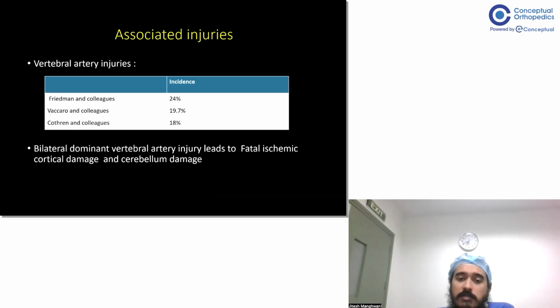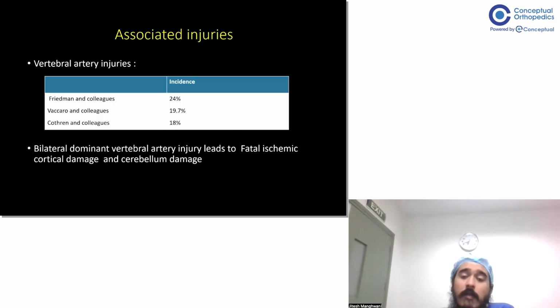And in some cases, we have both the vertebral arteries exactly the same in size, and that is how the dominance is of both the vertebral arteries together. So bilateral dominant vertebral artery injury will lead to fatal ischemia, cortical damage, and cerebellum damage. So whenever we deal with such patients, by doing the angios, we have to confirm in suspected cases whether the vertebral artery is injured or not.